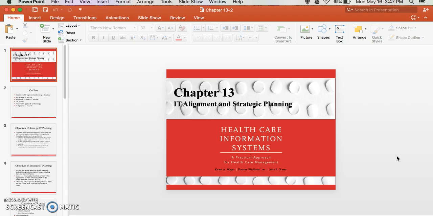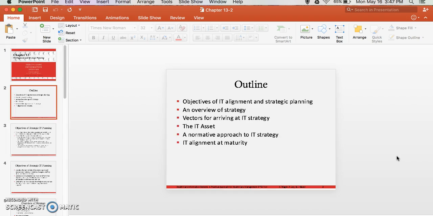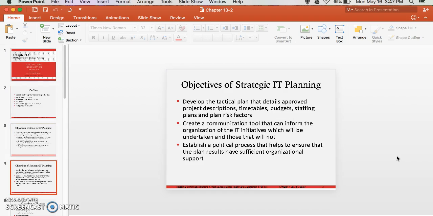So it's more of a generic chapter in the sense that it talks about how IT aligns with the general strategic planning. So let's say you're a manufacturing company. Your strategy for the next 5 or 10 years is to increase your product line. So how will technology enable your strategy to be successful? So this is more of a general chapter.